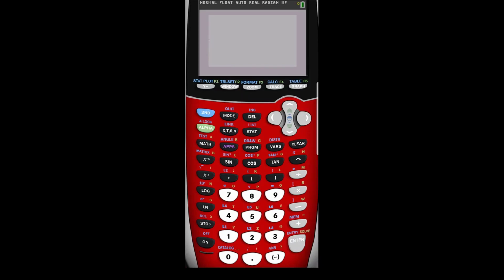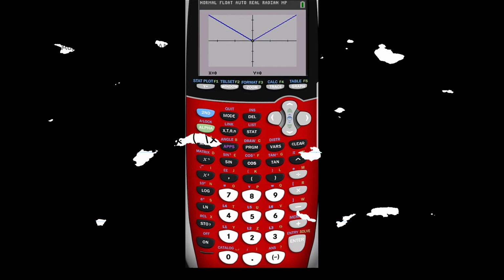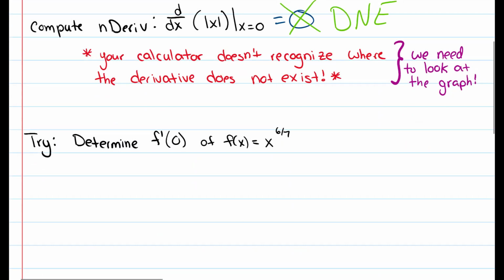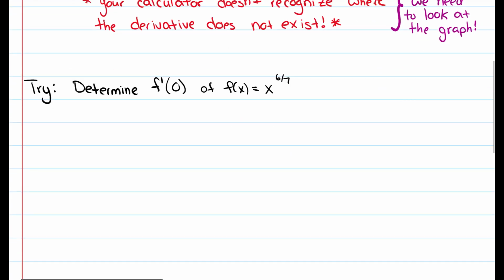Remember, my window might be messed up, so in order to fix your window, you push zoom 6, and that's going to give you the standard 10 by 10 window. And so I'm going to zoom into 0 a little bit. And so you can see at x equals 0, we have a corner. So therefore, the derivative does not exist here. So this is DNE.